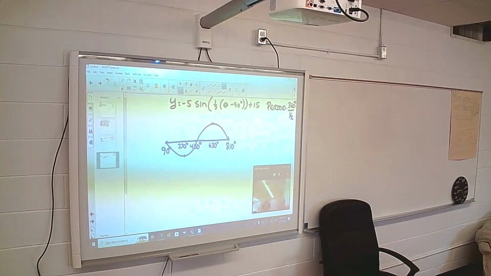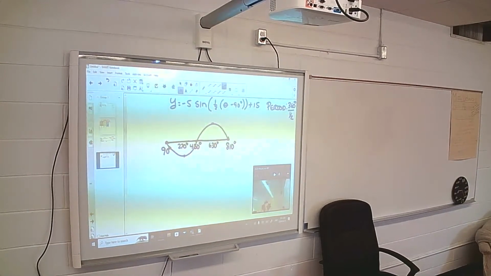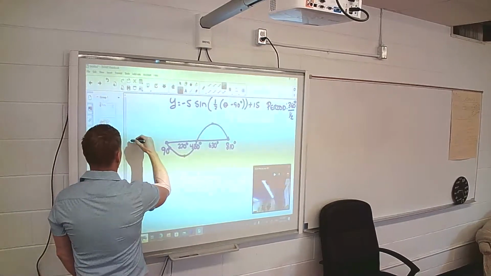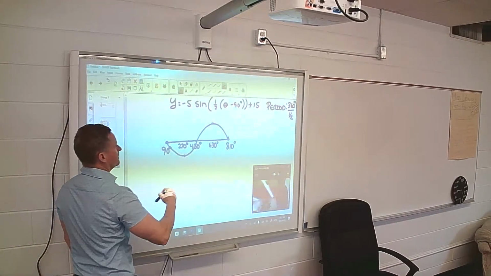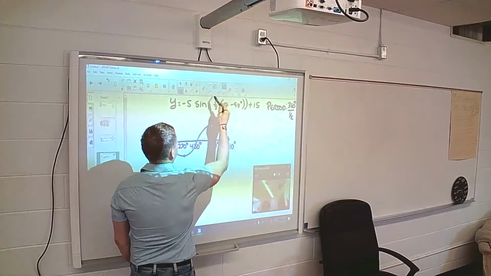Now, I mark off where my midline is. Well, where's my midline? 15. At 15, because that's my D value, right? Actually, I'm going to do this instead. Sorry. I'm going to do this.